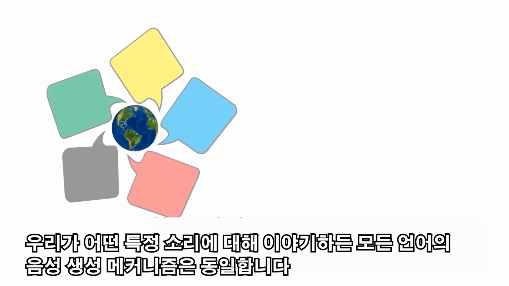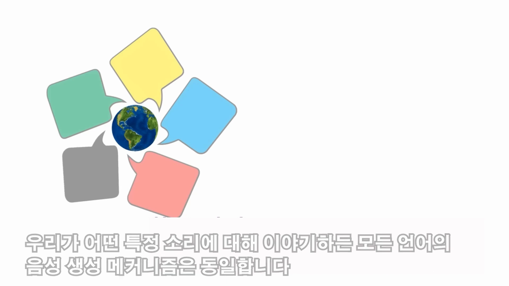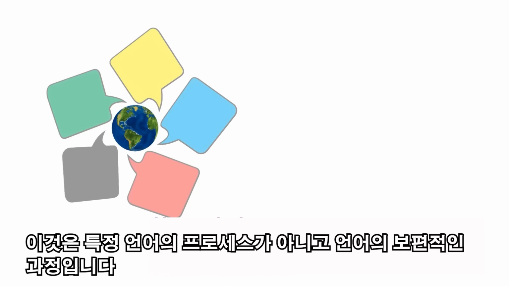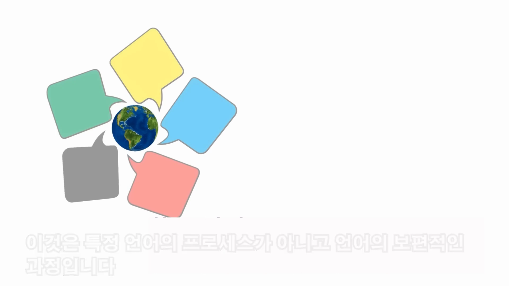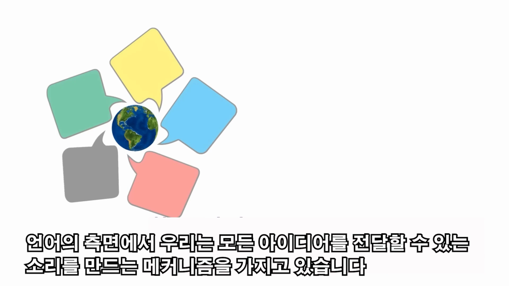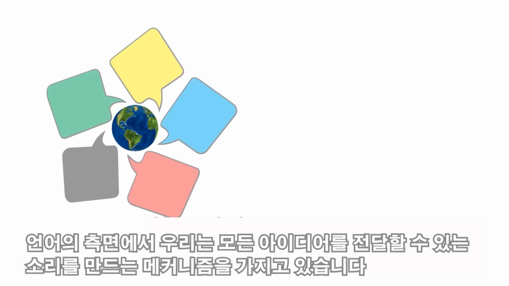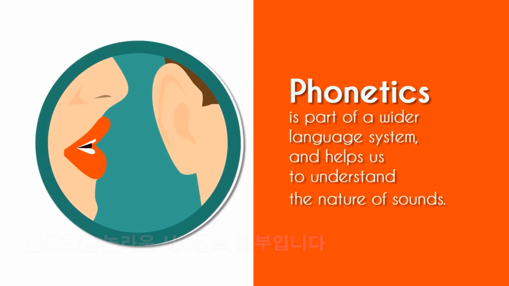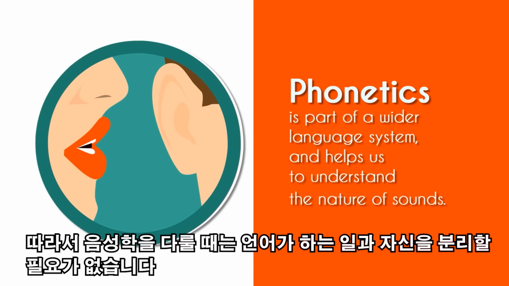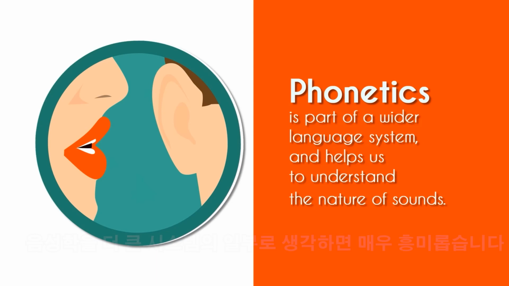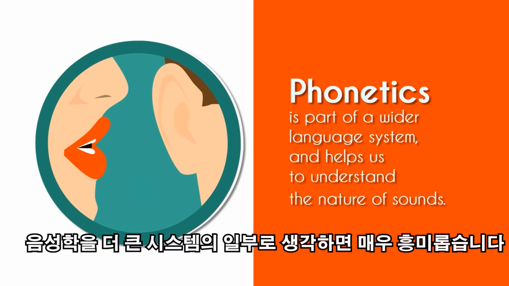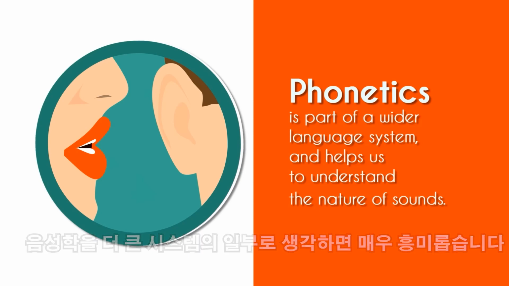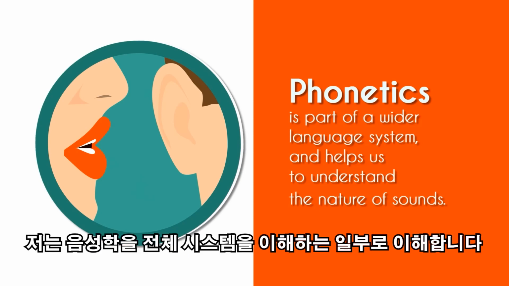Now, regardless of what specific sounds we talk about, the speech production mechanism in all languages is the same. This is not a language-specific process, it's a language universal process. In the story of language, we now have this mechanism that all languages use to produce sounds with which they can communicate ideas. Phonetics is part of an amazing system. When you do phonetics, you don't have to detach yourself from whatever it is that language does. Think of phonetics as part of a bigger system, which is so interesting. I understand phonetics as part of understanding the whole system.